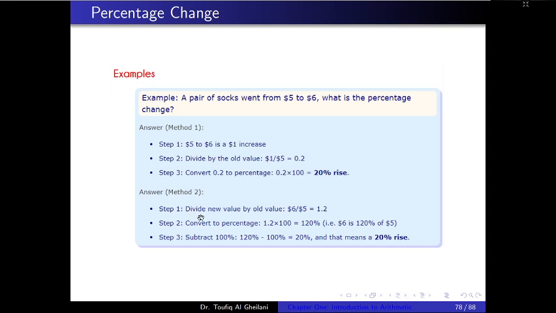Second method: divide the new value, which is 6, by the old value, 5, which will give us 1.2. Then convert to a percentage: we multiply by 100, which will give us 120 percent. Then subtract 100 from that, so 120 minus 100 will give us 20%.